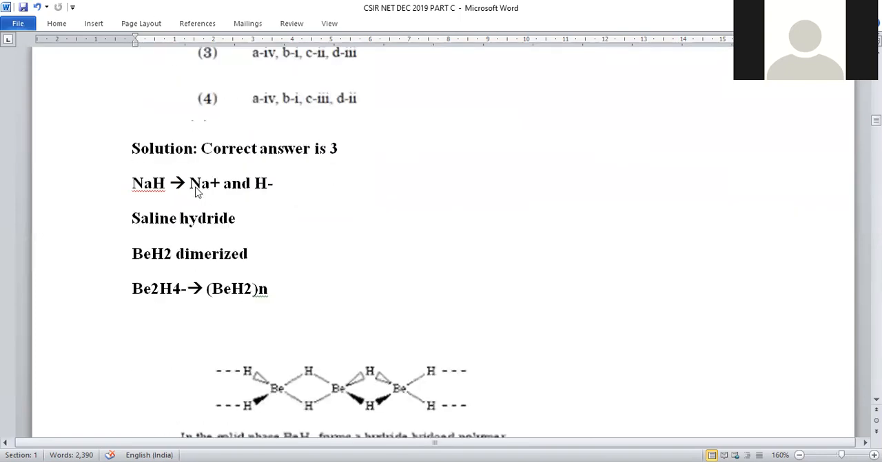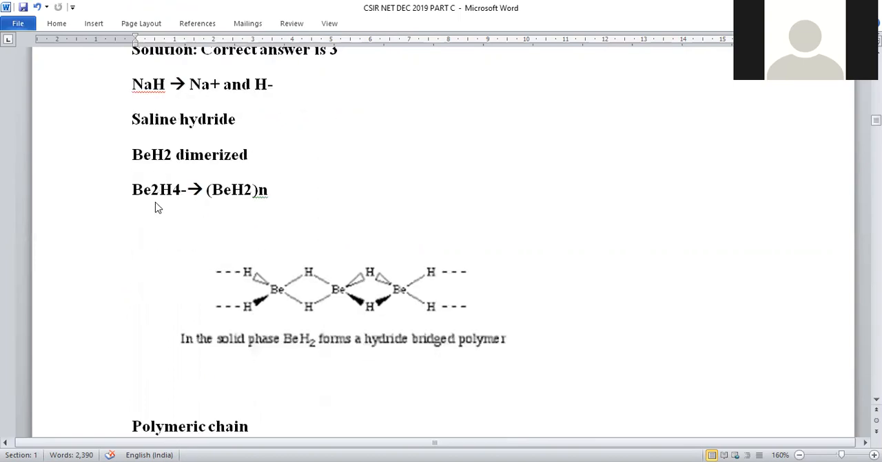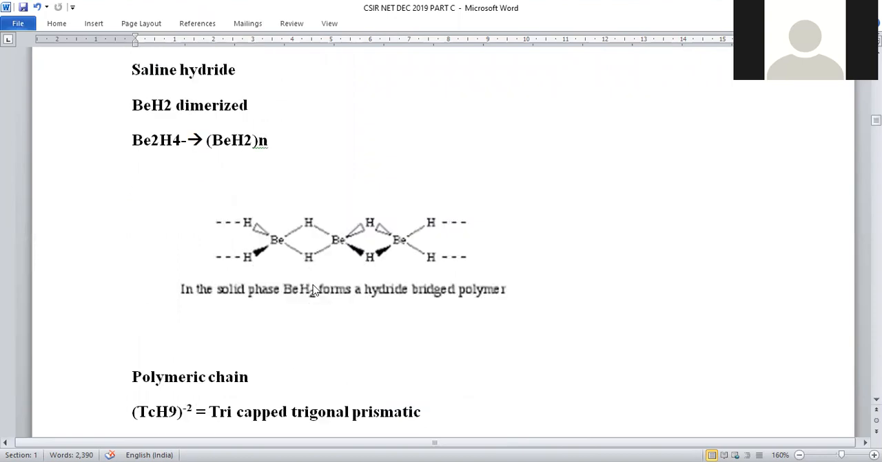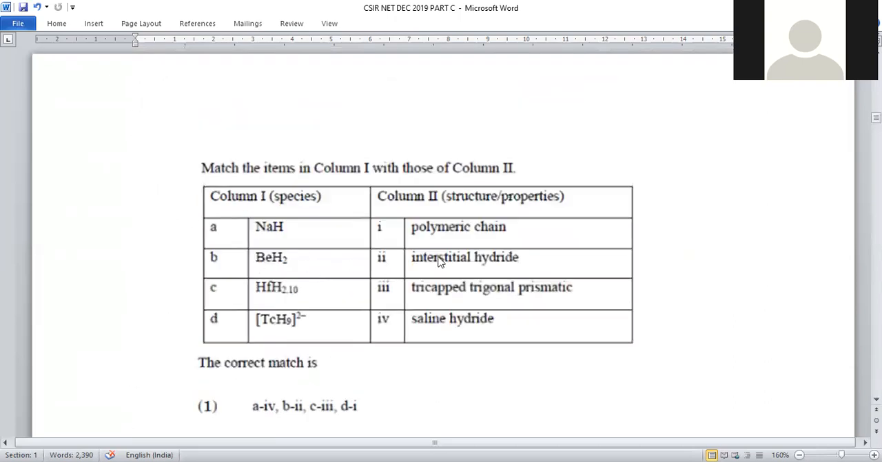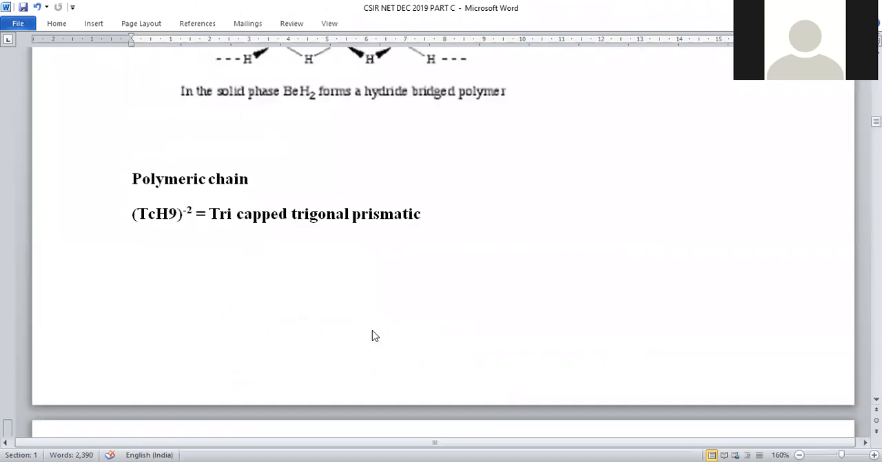Sodium hydride, when ionized, there is a formation of Na plus and H minus. So it is regarded as a saline hydride compound. When beryllium hydride was taken, it is always in a dimerized and subsequently polymerized structure. Hydrogens behave like bridgehead hydrogens, and it exists in a polymeric structure in this manner. So that's the reason why beryllium hydride is a polymeric chain, right?